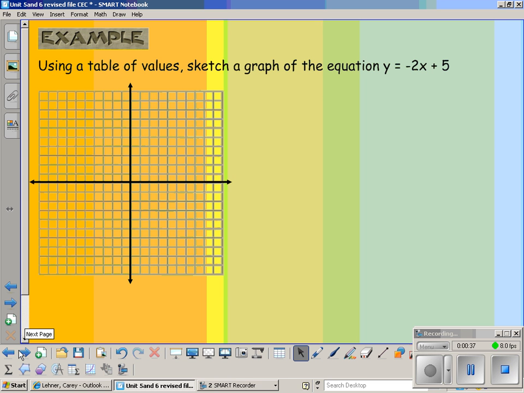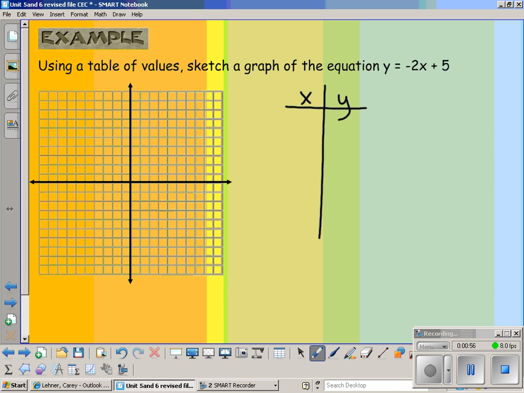So in this first example, we want to use a table of values to sketch a graph of the equation y equals negative 2x plus 5. Now this is something you would have done back in grade 9 and probably even grade 8. We are going to create an xy table of values.